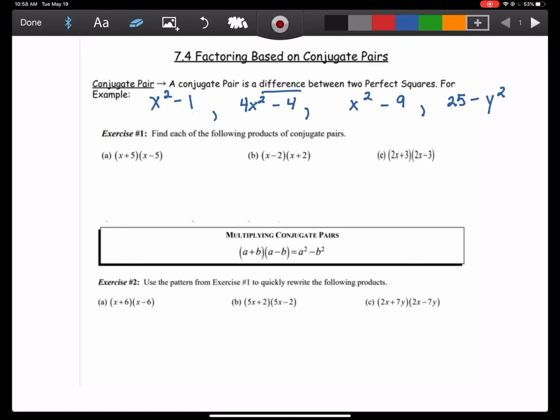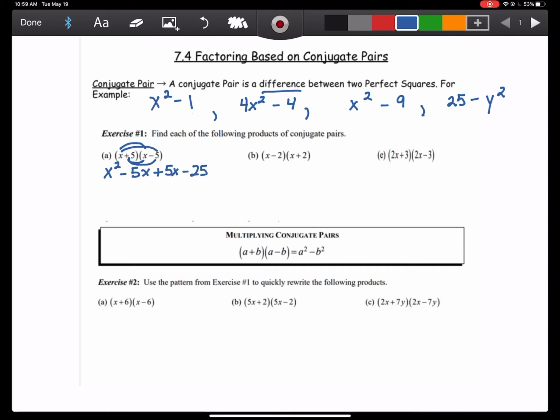distributing or FOIL. It doesn't matter what you want to call it. I'm just going to show my arrows. So x times x, and then x times negative 5. Oops. Oh, brother. And then x times, nope, made a mistake. Positive 5 times x and positive 5 times negative 5.